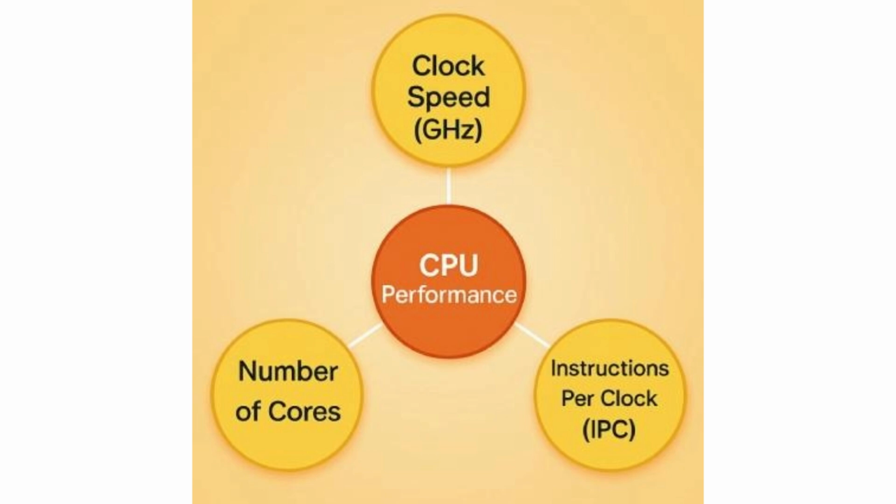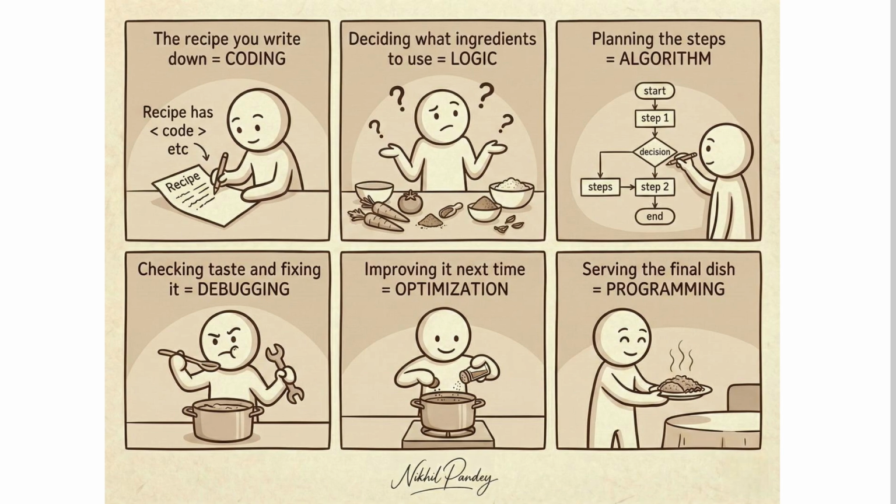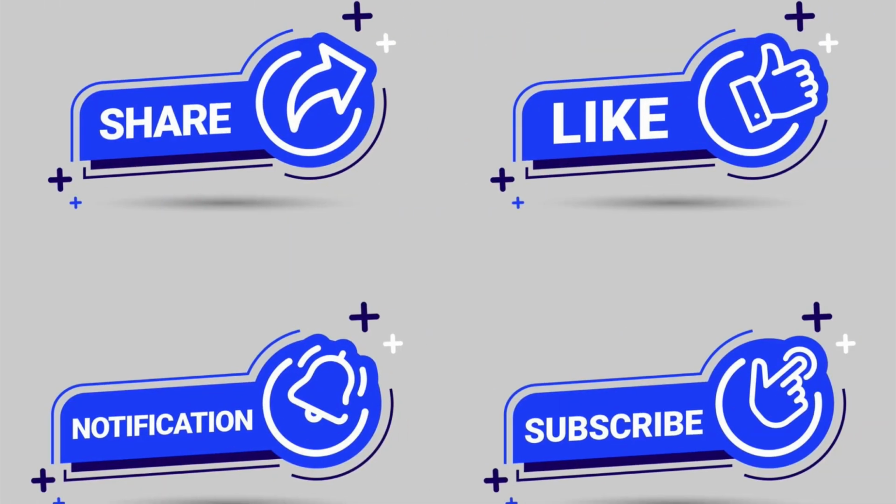To summarize, the CPU is the brain of the computer that processes instructions using the fetch, decode, execute cycle and controls all operations inside the system. Without the CPU, a computer cannot function.